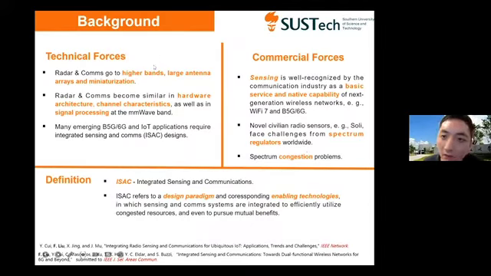On the basis of these two aspects, the technical forces and commercial forces, there is a need to integrate sensing and communication functionalities. This motivates the research on so-called ISAC, integrated sensing and communications. We define ISAC as a design paradigm and corresponding enabling technologies, where sensing and communication systems are integrated to efficiently utilize congested resources and even to pursue mutual benefits. There are 2 aspects in ISAC.